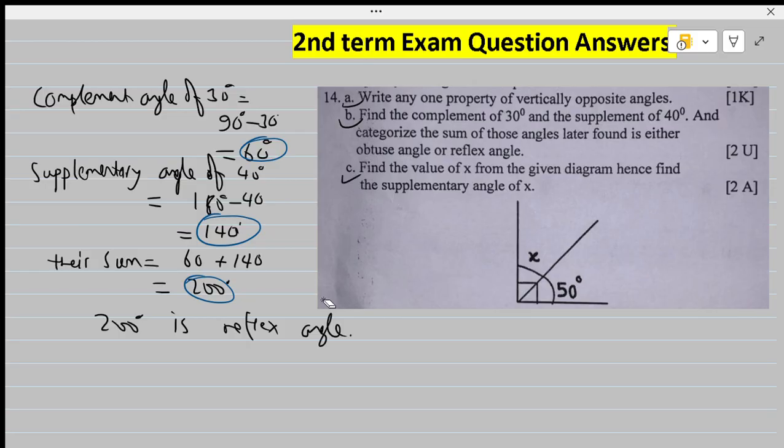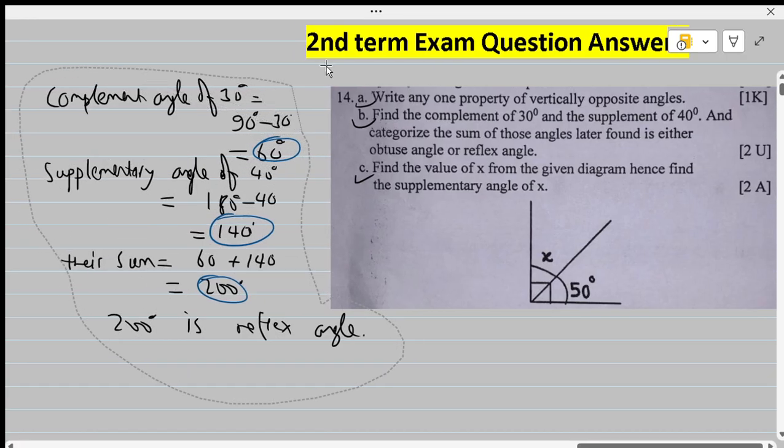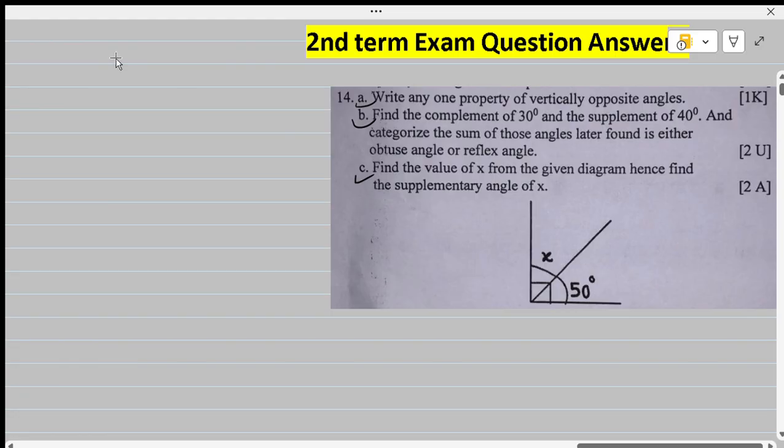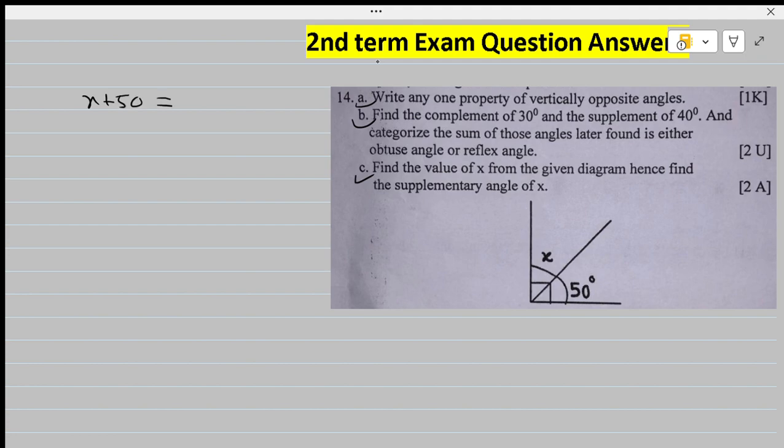Now number C I go. Let's make this clear. Okay, so what is said here in C? Find the value of x from the given diagram, hence find the supplementary angle of x. So your perpendicular symbol is given, isn't it? So the sum of these two angles is obviously 90 degree. So first you say here x plus 50 equal to 90, reason: being complementary angles. So x you get as 90 minus 50 degree, so x is over here 40 degree.